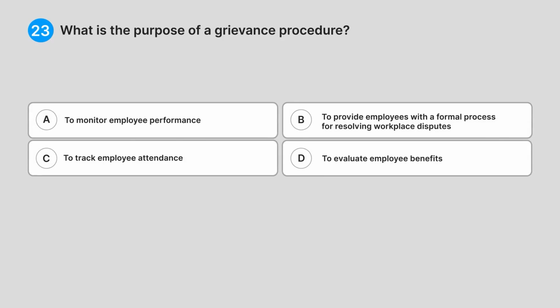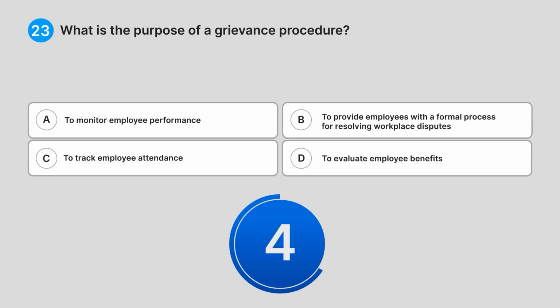23. What is the purpose of a grievance procedure? A. To monitor employee performance. B. To provide employees with a formal process for resolving workplace disputes. C. To track employee attendance. D. To evaluate employee benefits. Can you guess the answer?